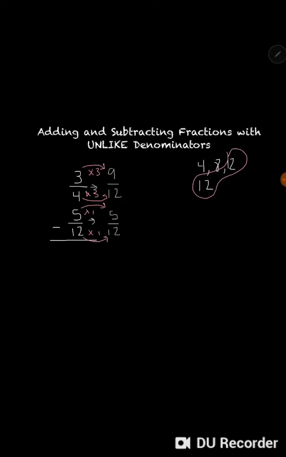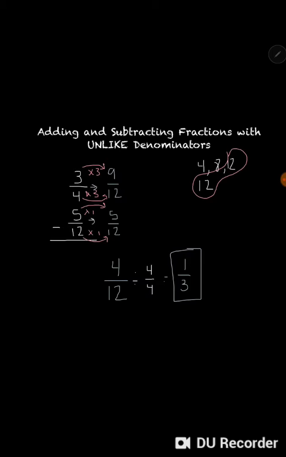Now I can just subtract. 9 minus 5 gives me 4. And not 12 minus 12, because 12 minus 12 would be 0. We have to keep the denominator the same. So I'm going to get 12. Now 4/12 is a great answer, but we could also simplify this, because we could divide the top by 4 and the bottom by 4, and we would get an answer of 1/3. No bacon this time.